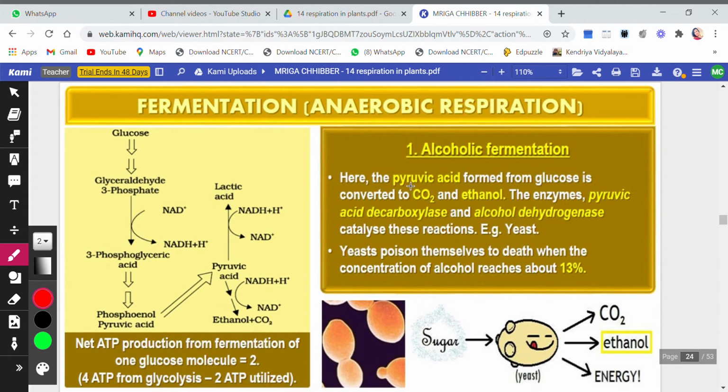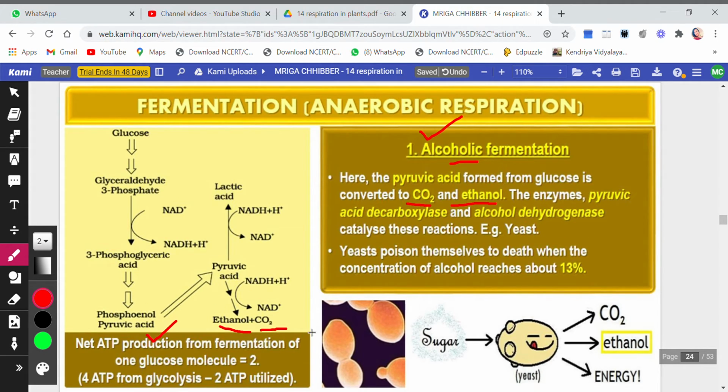Now from here, this pyruvic acid formed from the glucose is converted to carbon dioxide and ethanol, because it is alcoholic fermentation. That means alcohol will be formed. So what are the products we are getting? You see, pyruvic acid is getting converted into ethanol, that is ethyl alcohol, and carbon dioxide. The enzymes pyruvic acid decarboxylase and alcohol dehydrogenase catalyze these reactions.